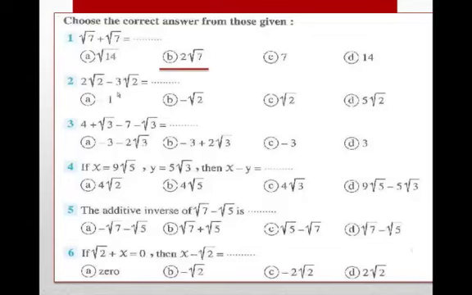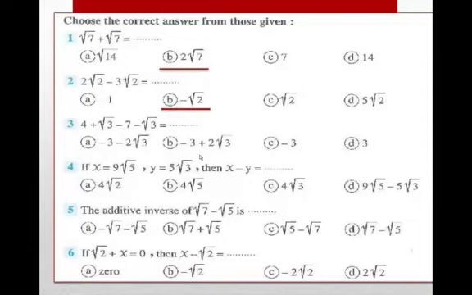Number 2: 2 root 2 minus 3 root 2. Positive, negative. The greater is the negative, so we take the negative: 3 minus 2 equals 1, so the result is negative root 2.